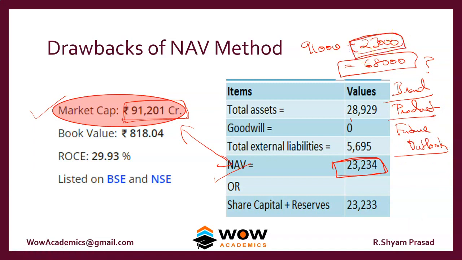The 23,000 is only for the assets, but for the company as a running company, the market is giving it a value of 91,000. If you even check in reality, I think about 95% of the companies which are trading will have a higher value than the NAV. So that is how NAV methods are.